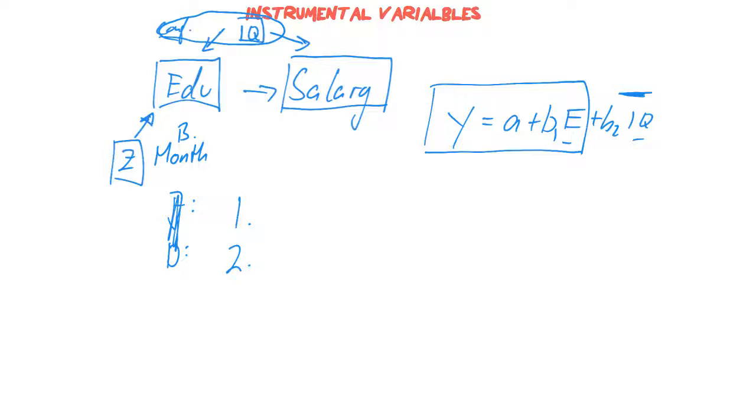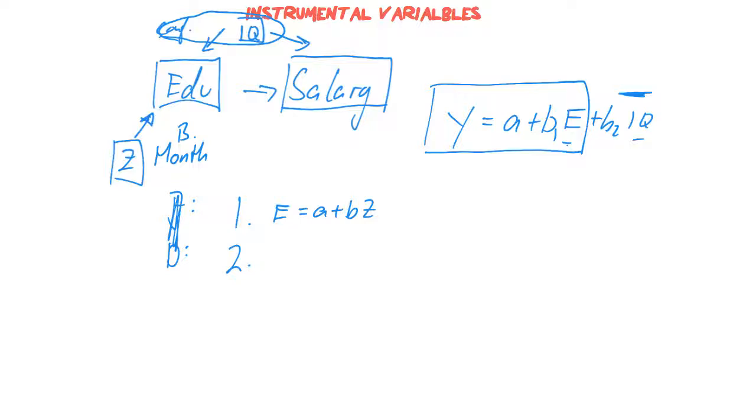So we need to do something. The first step is to estimate to what extent the birth month will actually affect education. So instead of putting education in directly here, you first estimate the relationship between education and the instrument you have. So you run a regression, a plus b Z, and Z here was the month you were born.